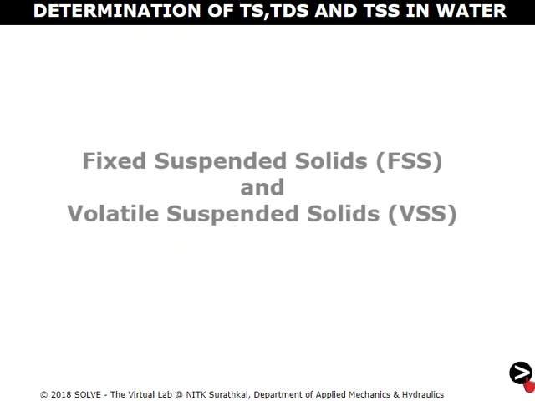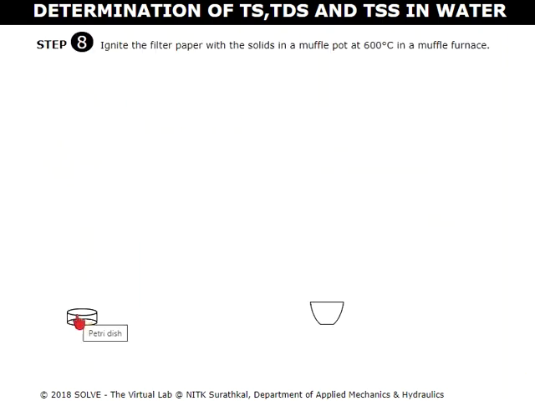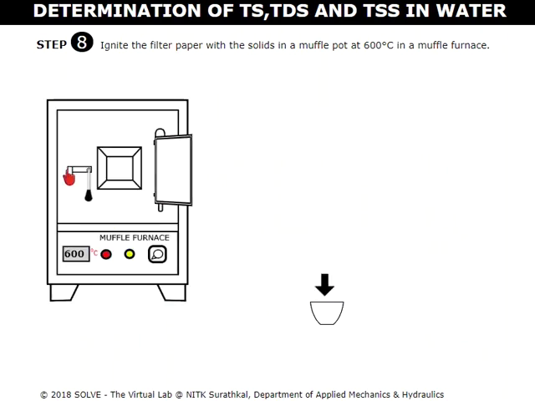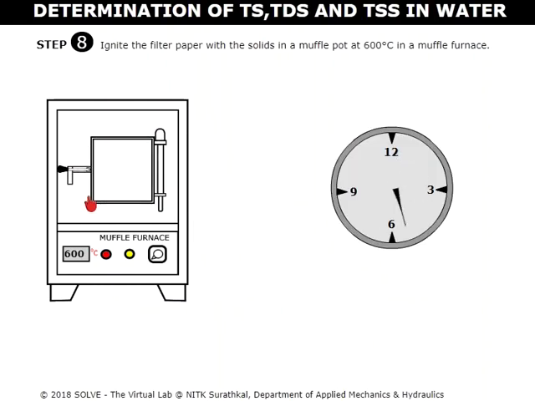Now let us determine fixed suspended solids and volatile suspended solids. Click on the petri dish to transfer the filter paper into the clean crucible. Now click here to open the muffle furnace. Place the petri dish into the muffle furnace. Close the door.